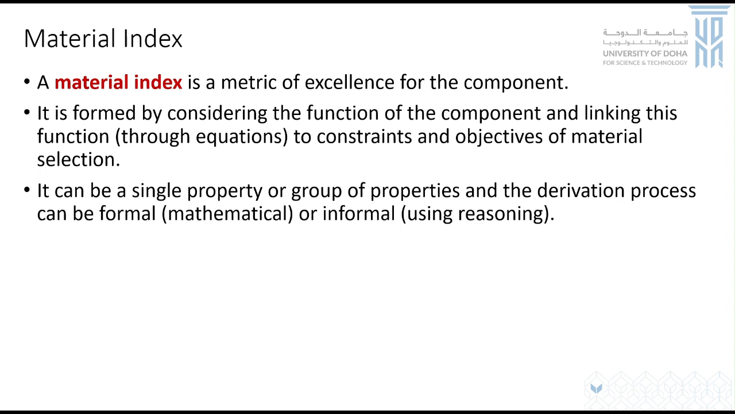Now, for a simple selection, we can maybe use a single property. But for more complicated selection, where we are looking at the combined effect of the constraint and the objective, we often have to define it as a multi-property index. Okay. So how do we form this? We form this by linking the component's functionality through equations to its constraints and objectives. So that's the formal way of doing it.